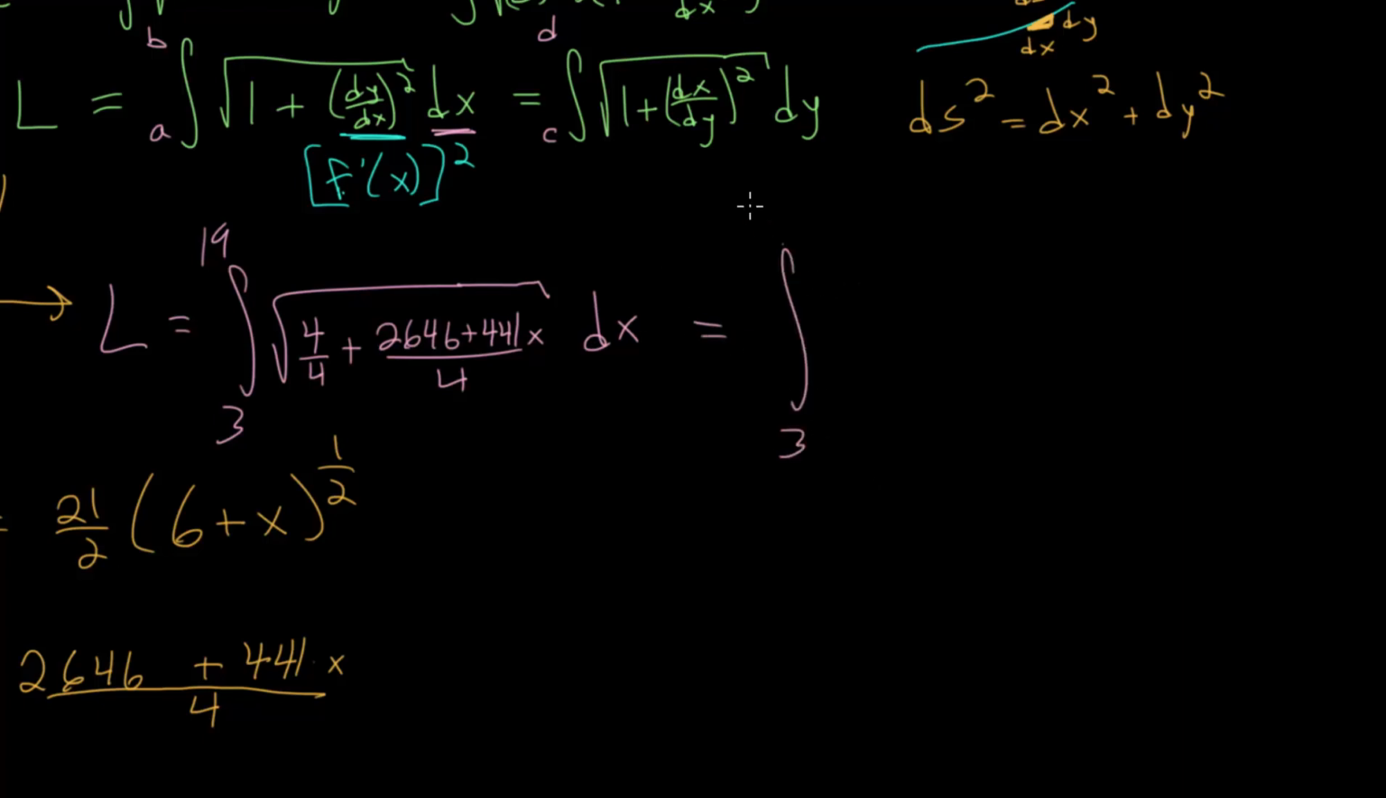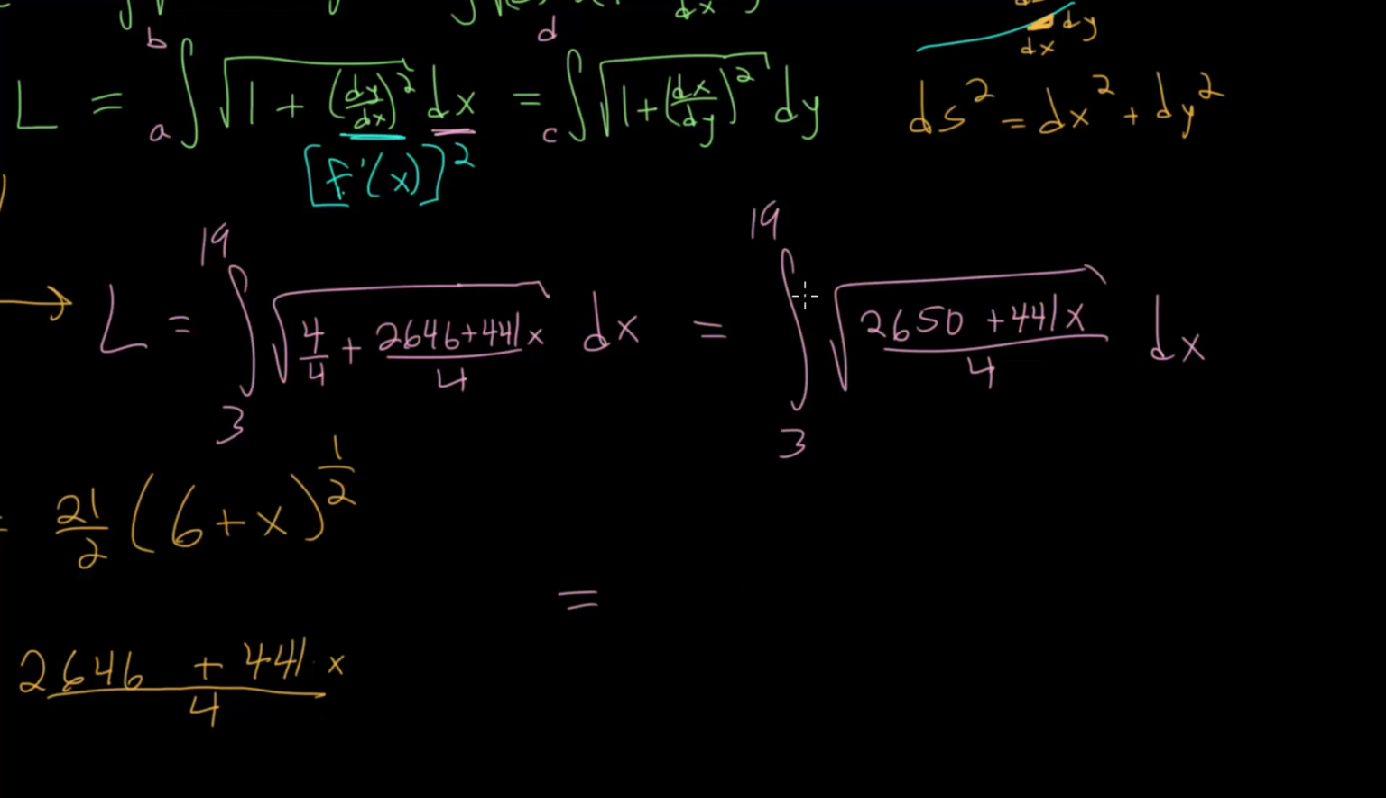And we'll rewrite the bounds. We add 4 to this expression here on the inside. We still have our square root. We have 2,650 plus 441x. All of this is divided by 4, and we have dx. And since we have a fraction, we can take the square root of the top and the bottom, which will simplify that denominator. This will just become 1/2, which we can factor out. Put that on the outside.